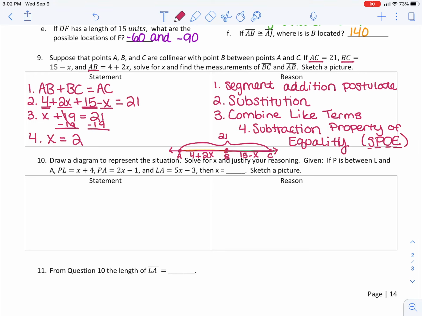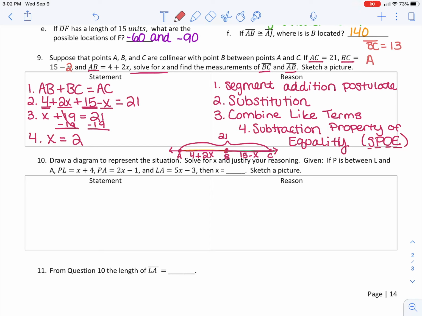Okay, so my answer would finally be x equals 2. So I solved for x. Now I need to find the measurement of BC and AB. So if I want to find those measurements, I'm just kind of going to do that off to the side up here. I have BC is equal to, what I want to do is I want to plug in my 2 for x. So I'm going to say 15 minus 2, which gives me 13.